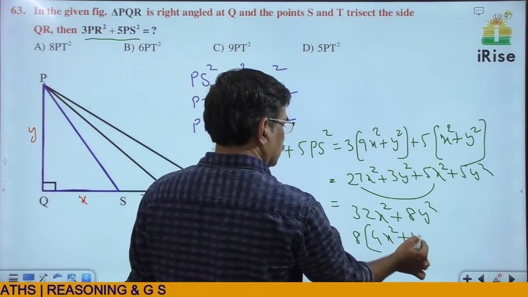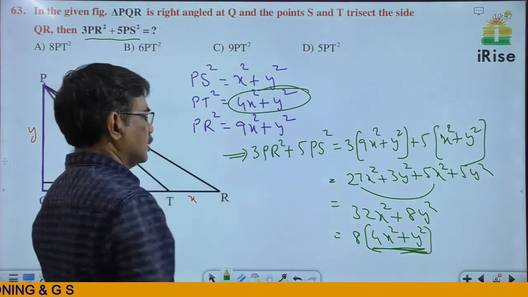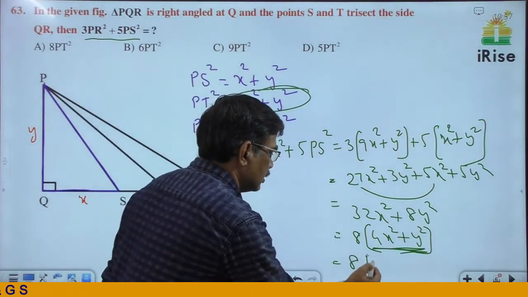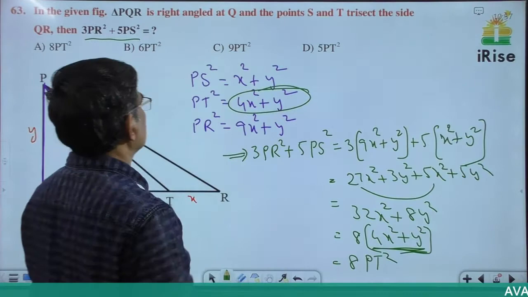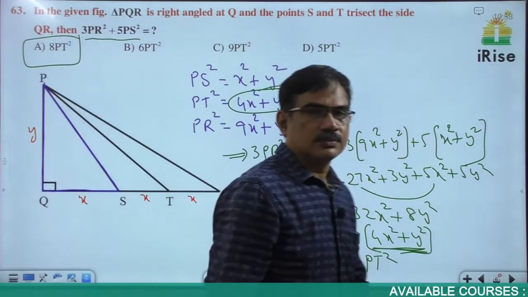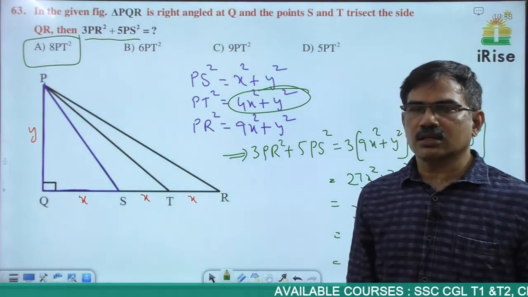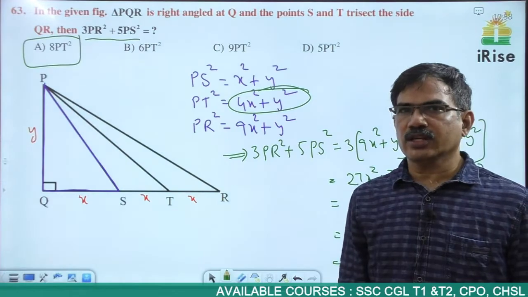32. So 4x square plus y square. What is 4x square plus y square? Same as PT square. So the answer is 8 PT square. 8 PT square is the answer for this question. So it is totally related to right angle triangle condition, Pythagoras theorem. Okay, next.